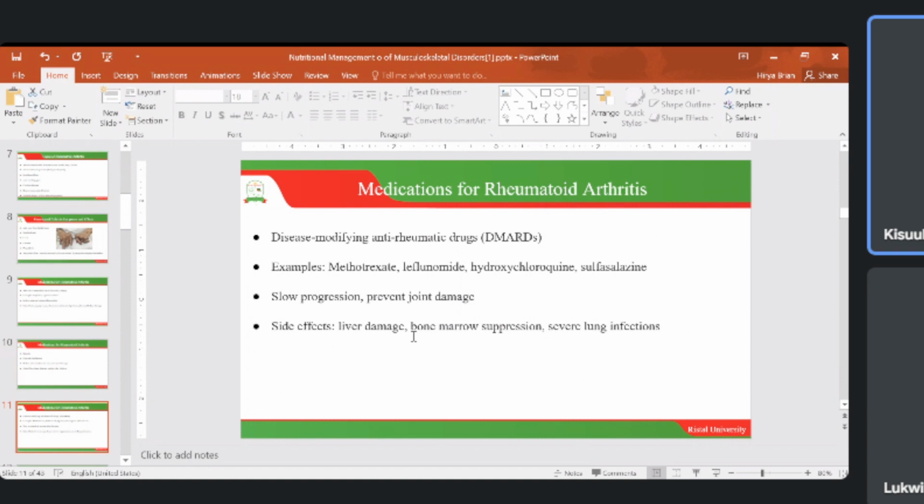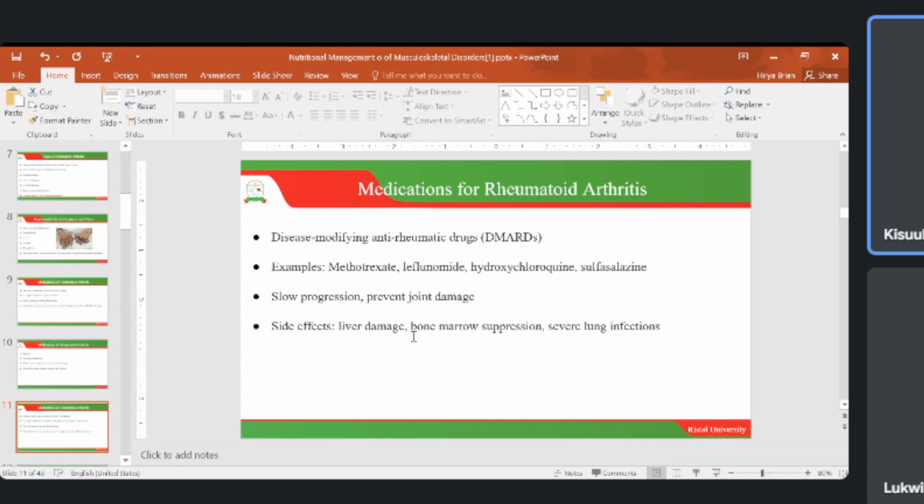So for the medications, still continuing, we are looking at the disease-modifying rheumatic drugs, or what we call the DMARDs. When we are looking at these disease-modifying rheumatic drugs, such as methotrexate, hydroxychloroquine and sulfasalazine, these are used to slow down the progression and also prevent the damage to the joints, I should say.